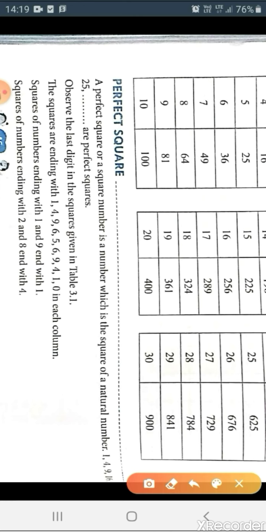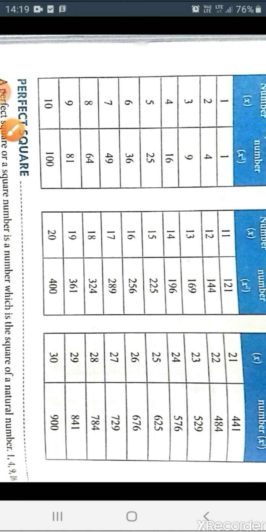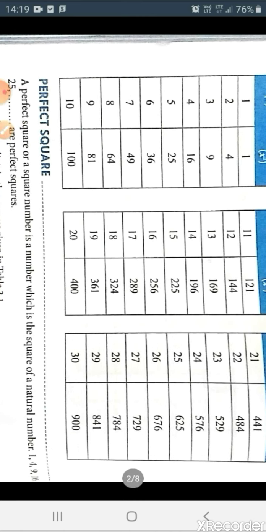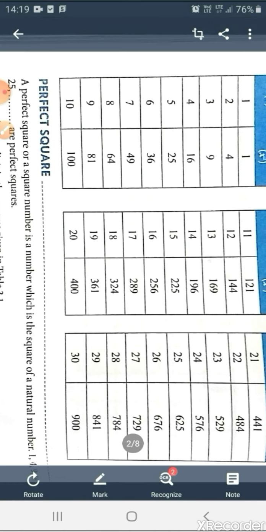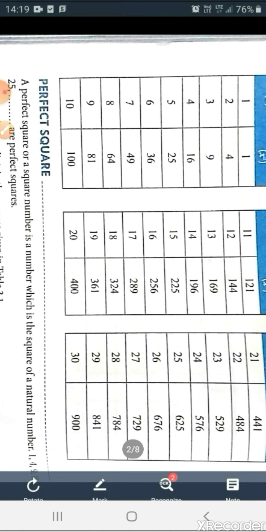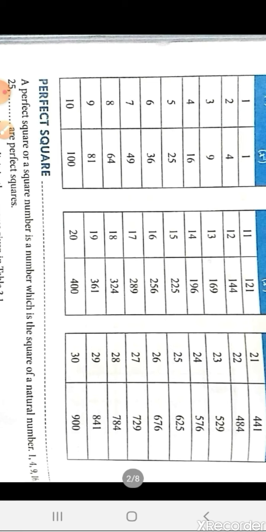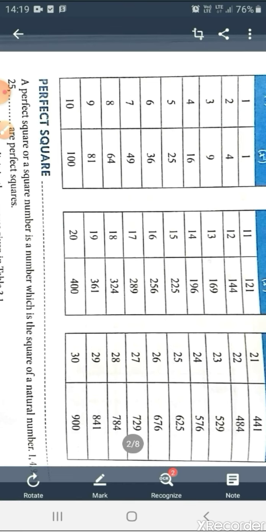Next, squares of numbers ending with 2 and 8 end with 4. 2 square is 4, 8 square is 64 and ends with 4. 12 square is 144 and ends with 4. 18 square is 324 and ends with 4. 22 square is 484 and ends with 4. And 28 square is 784 and ends with 4. So squares of numbers ending with 2 and 8 end with 4.